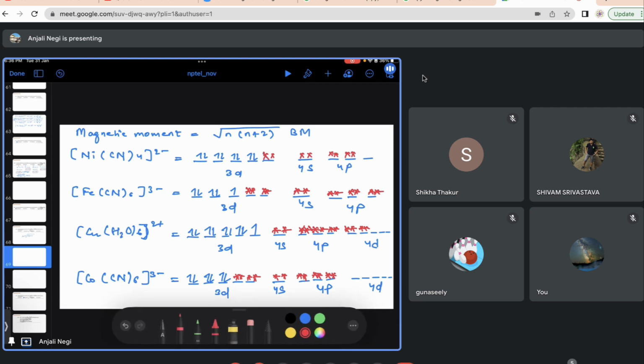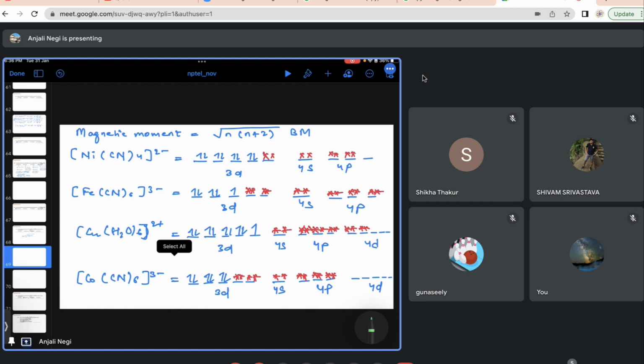Now the number of unpaired electrons for this is 0. For iron, the unpaired electron is 1. For copper, the unpaired electron is again 1. For cobalt, it's 0. Now I told you in the last live session that you can do it by yourself, and then we will discuss it.